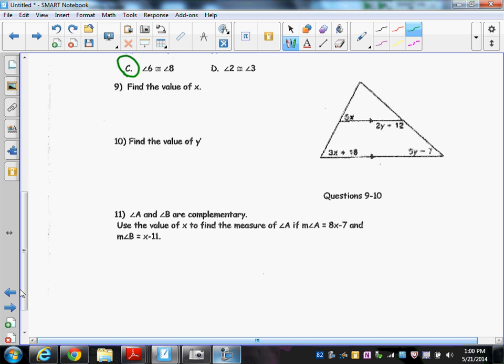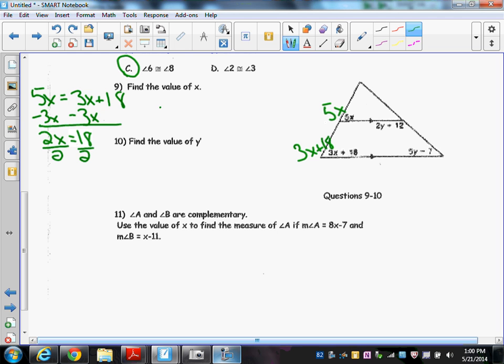Let's finish off the page. We have to find the value of x. It's a little hard to read. We have 5x here, and we have 3x plus 18 here. So we know these two angles are going to be equal to each other. So we have 5x is equal to 3x plus 18. Whenever we subtract 3x and divide by 2, I get x is equal to 9.